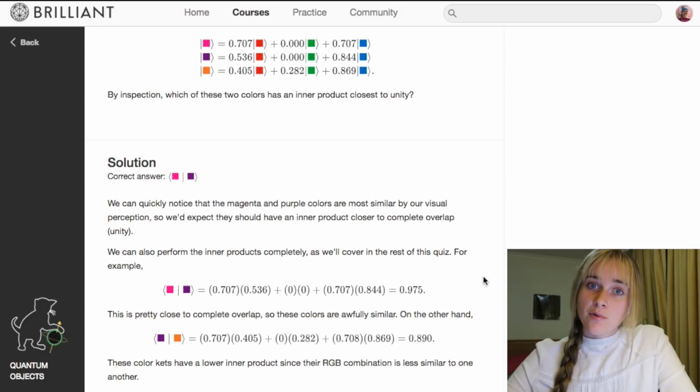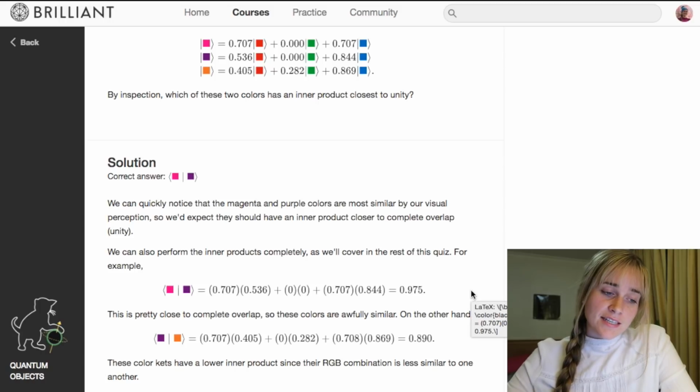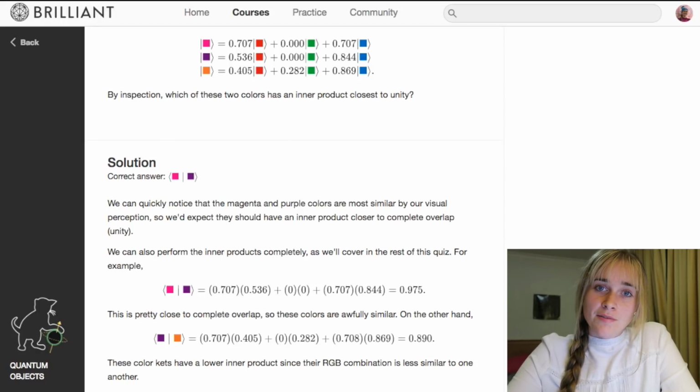Adding those 3 products together for the 3 elements that make up each color gives us a total value of 0.975. Now that's really close to 1, as we would expect, because these pink and purple are very similar colors. We would expect a lot of overlap here.